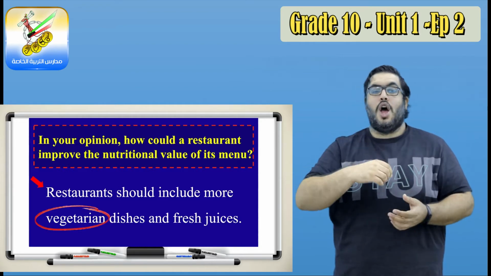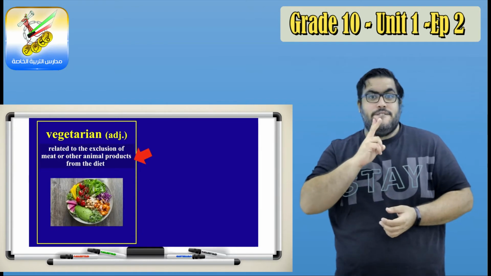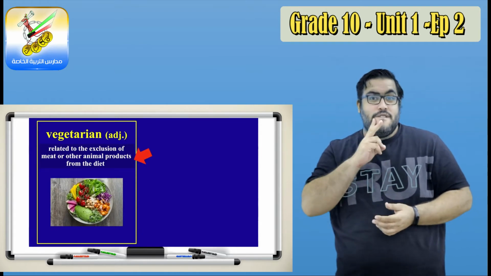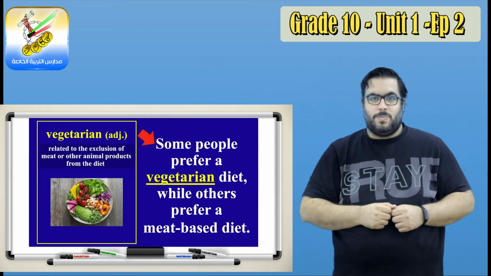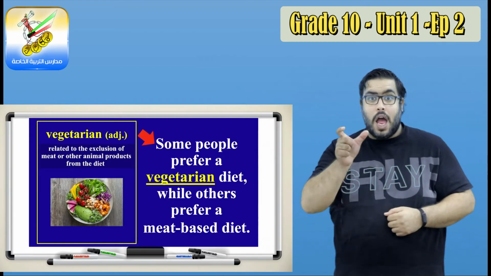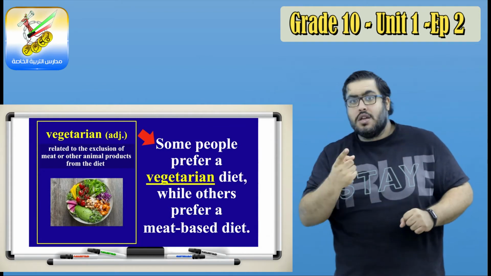This is a new vocabulary item, vegetarian. It is an adjective. It means related to the exclusion of meat or other animal products from the diet. For example, some people prefer a vegetarian diet, while others prefer a meat-based diet.